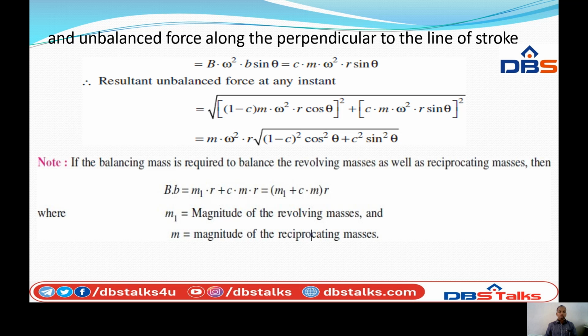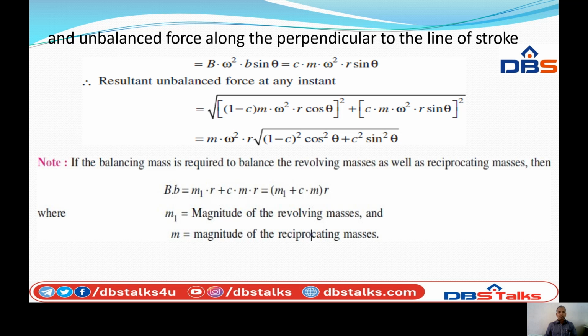So finally, what we got in the last class is that the resultant unbalanced force at any instant is m omega square r into square root of 1 minus c square into cos square theta plus c square sin square theta.